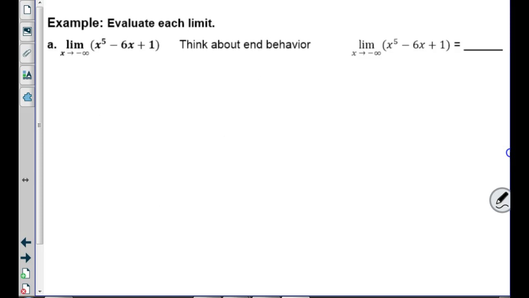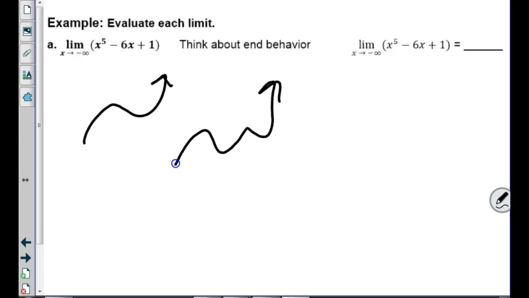All right, so as you go off to the left on a degree 5, which you could do on your calculator, but a degree 5 is odd, so it's this or maybe this, I don't know. But what's the left end doing here? It's going down, okay? So it actually doesn't have a limit, but we would describe it as negative infinity. Oh, anyway, I wrote it there. Everybody good?